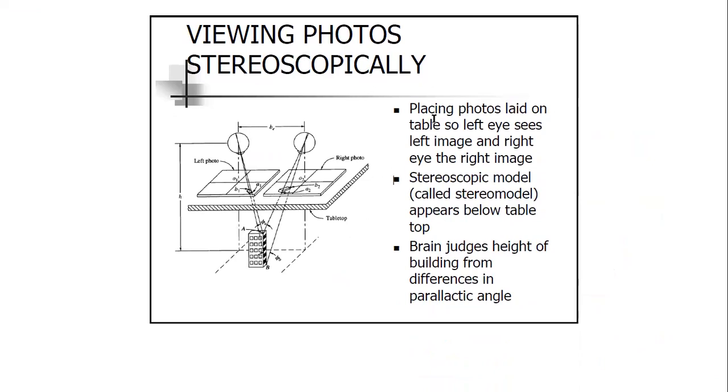All right. So viewing photos stereoscopically, if you've done it before, you know how to. But if you haven't, take note of a few steps. Place the photos laid on the table so that your left eye sees the left image and the right eye sees the right image. The photos have to be aligned, basically. Is that okay? And then when you actually look at the two images together, like magic, you begin to see the so-called stereoscopic model. So your left eye should see the left photo, your right eye should see the right photo, and then there you go.